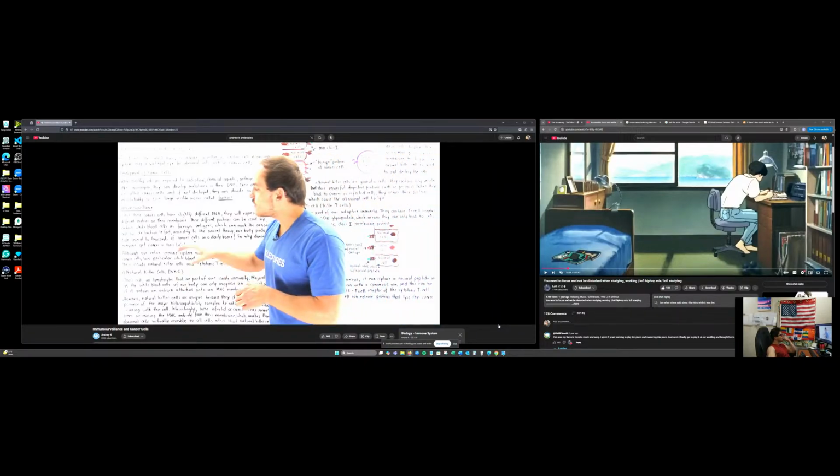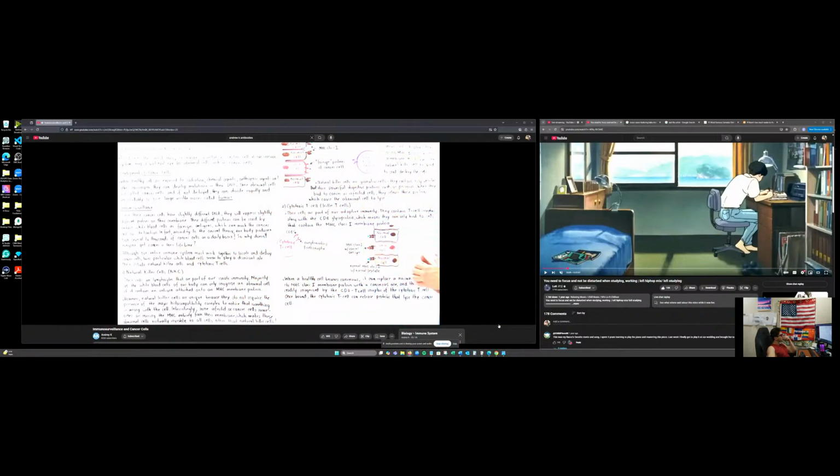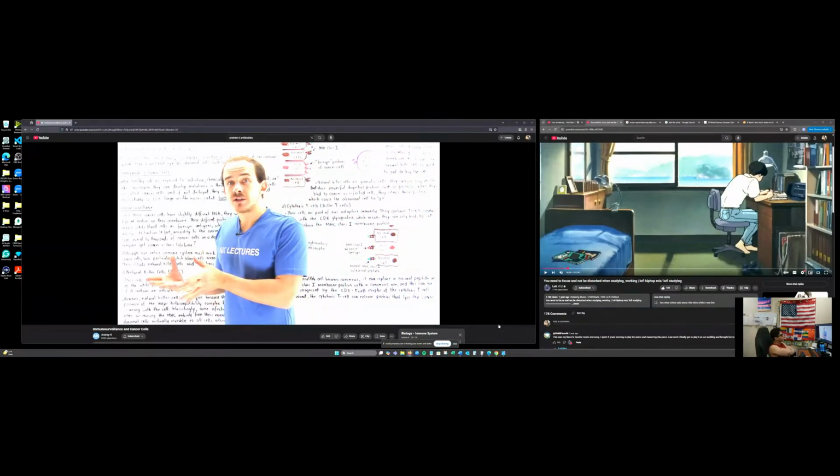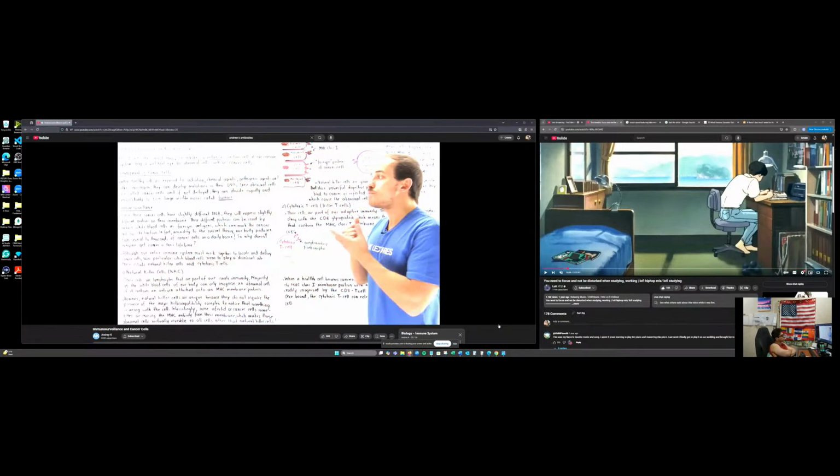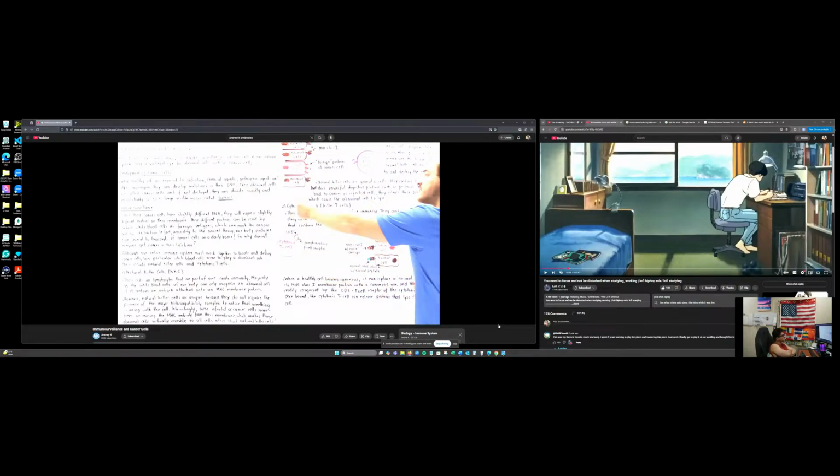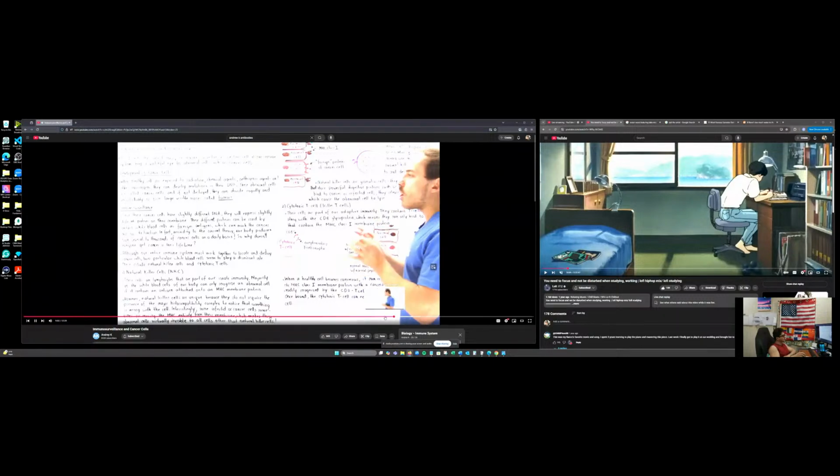So we said that natural killer cells are part of the innate immunity because they destroy in a non-specific way. They are not looking for any specific cell, they're looking for any abnormal cell, including cancer cells and infected cells. On the other hand, cytotoxic T cells are part of the adaptive immunity.